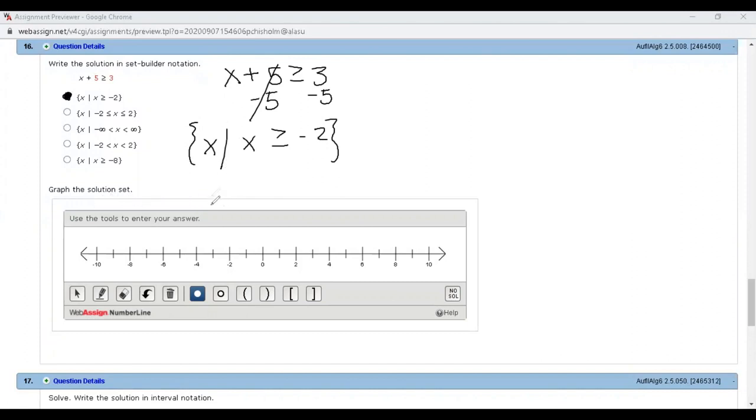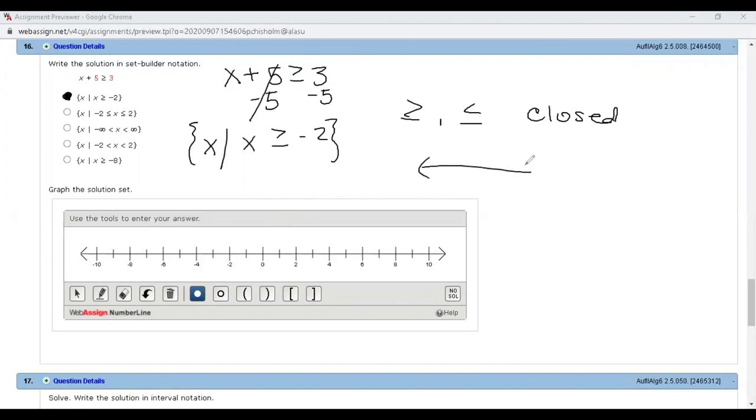And we are asked to graph it. So remember, when we have greater than or equal to, or less than or equal to, it is closed. Okay, so we need to either put a closed circle or a bracket. Okay, so let's try a bracket.